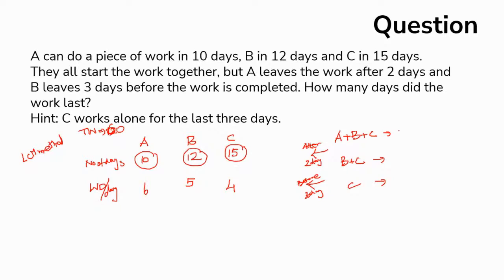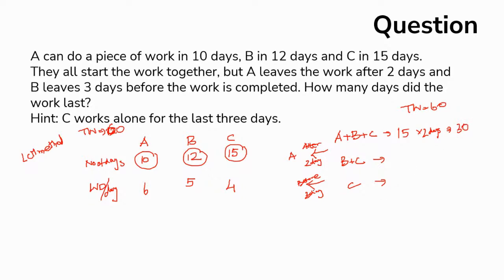So the total work is 60. A can do 6 pieces per day, B can do 5 pieces per day, and C can do 4 pieces per day. So in one day they can do 15 pieces. After 2 days A is leaving, so for the first 2 days all three are working on the project. So it is like 30 pieces would have been completed by them.